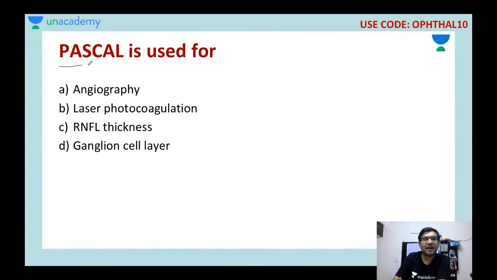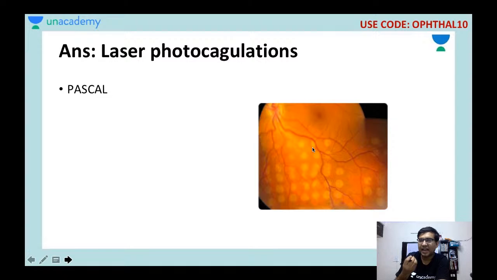So Pascal is called pattern scanned laser. It is basically used for pan-retinal photocoagulation. What this has is prefixed spots. If you can see, there are prefixed spots here. So in one hit, you can place 10 to 12 spots at once. So rapid photocoagulation can be done in these patients. This is called Pascal photocoagulation.